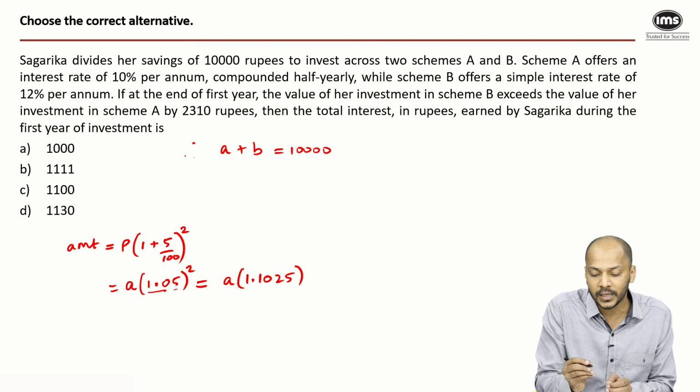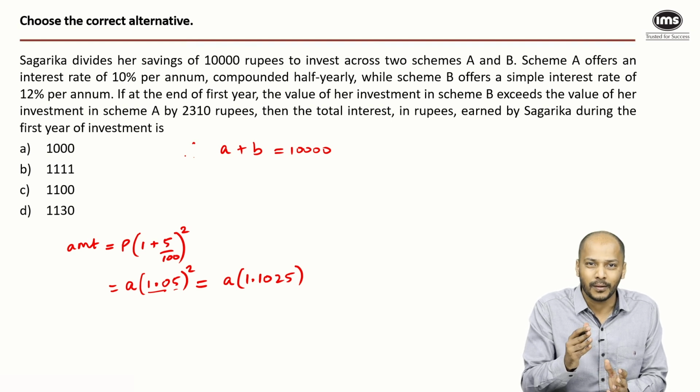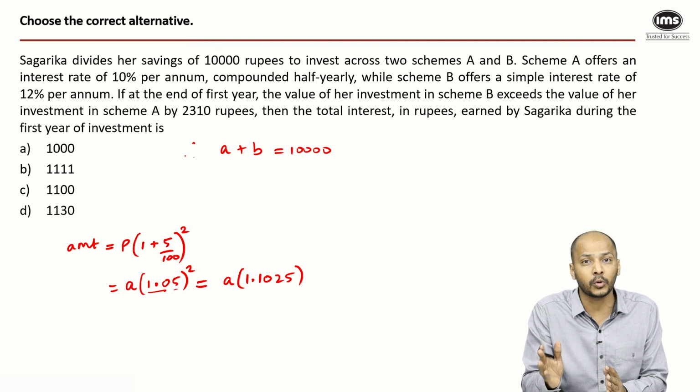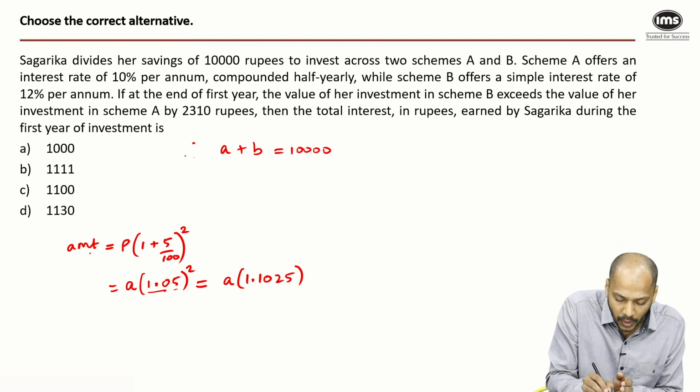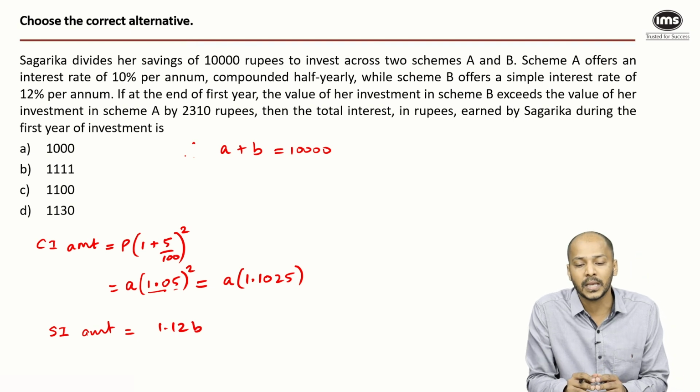What about the amount under simple interest? Well, it's a simple 12% increase. So it will be principal plus 12%. I can simply say that will be 1.12 times the principal. So amount under CI is this, and amount under SI would be simply 1.12 times the principal, that was B.